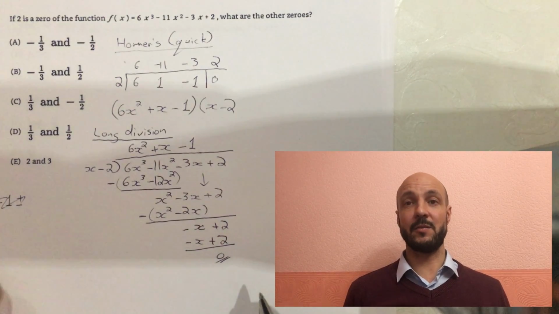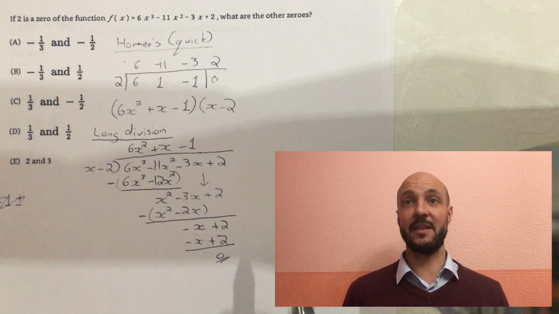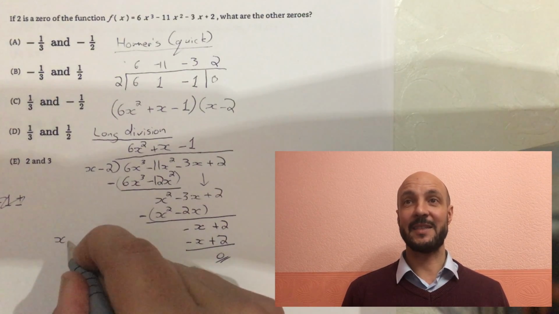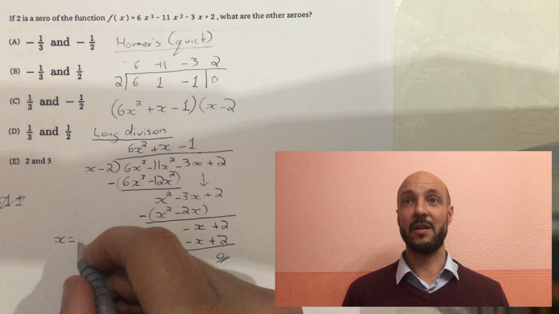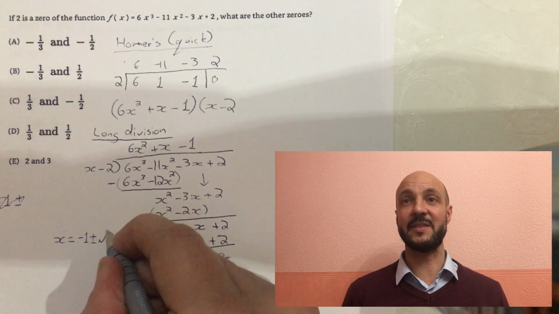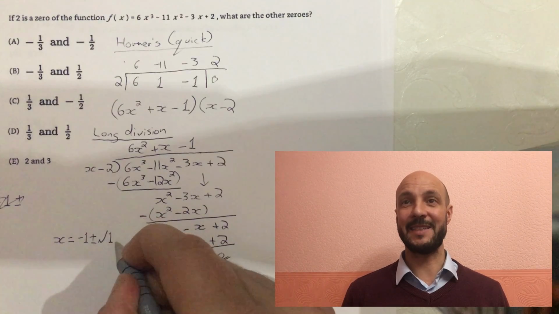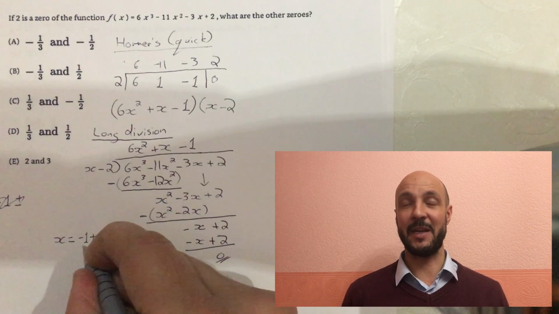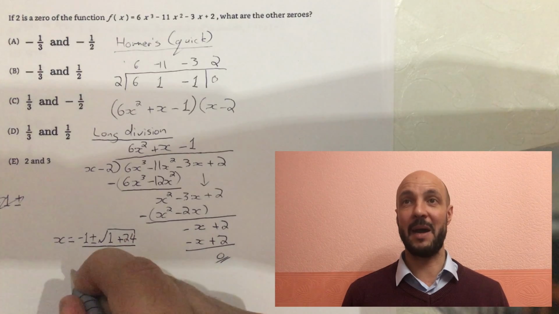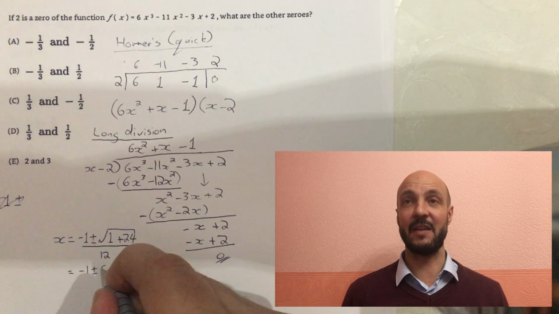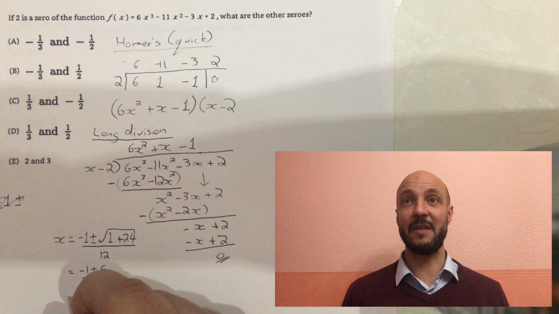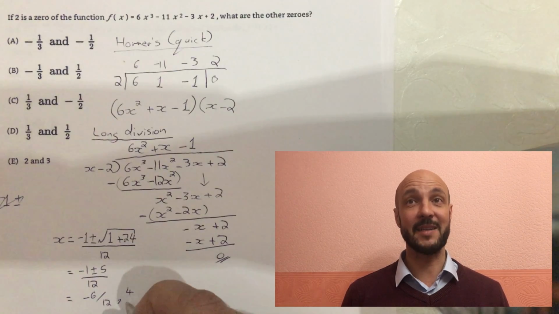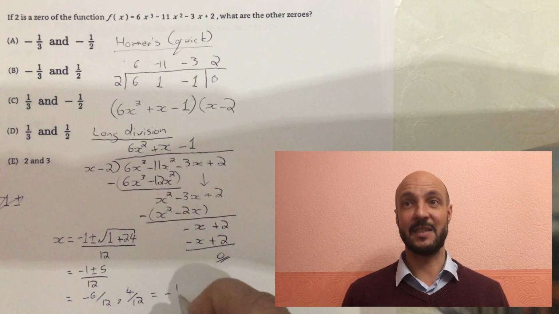And so we're going to use our quadratic formula to find the two roots of this 6x^2 + x - 1. So x is equal to -b, which is -1, plus or minus the square root of b^2, which is 1, minus 4ac, 4 times 6 times -1, so that's plus 24, divided by 2a, 2 times 6 is 12. So we've got -1 plus or minus the square root of 25, which is 5, over 12. -1 minus 5 over 12 is -6 over 12, and -1 plus 5 over 12 is 4 over 12, so we've got -1/2, or we've got 1/3, which is this answer here, C.